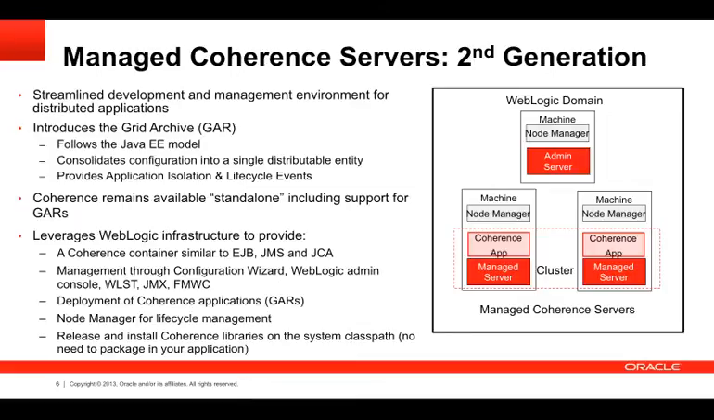Managed Coherence Server introduces a new archive format for your application called Grid Archive, or GAR for short. It follows the standard Java EE model, such as a WAR or EAR file. It allows you to consolidate all the cache configuration information into a single distributable entity. Just like a WAR or EAR file, GAR can be used to provide application isolation and lifecycle management of your application.